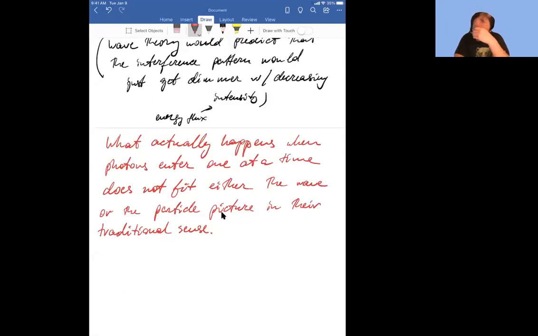Or I could say it fits neither the prediction that the interference pattern disappears. That's a particle prediction. If you send only one particle at a time, you would predict that the interference pattern disappears. And neither does it fit the purely wave picture, that as you lower the energy flux, the interference pattern is always there, it just gets dimmer. Okay.